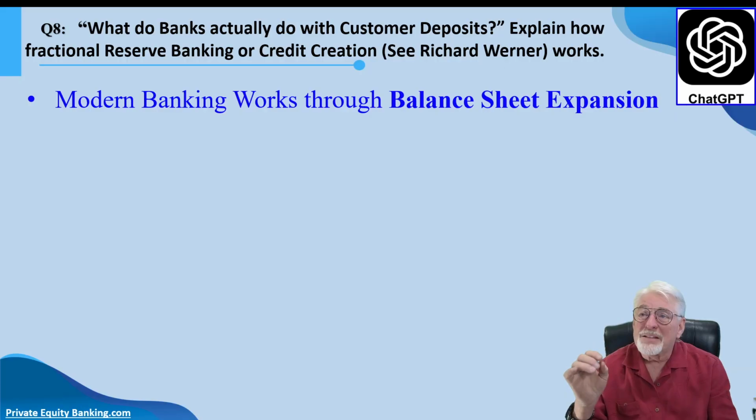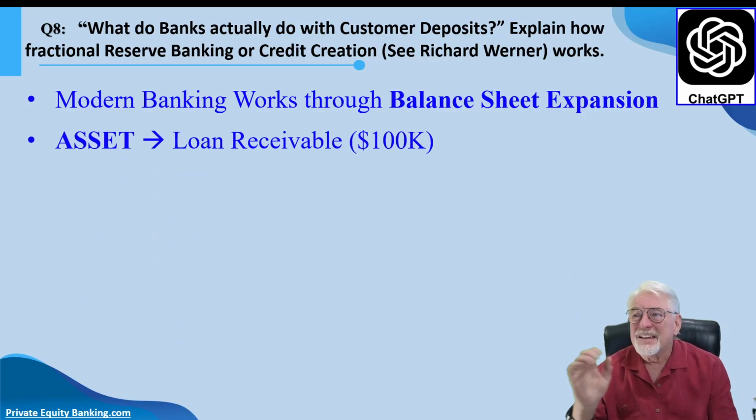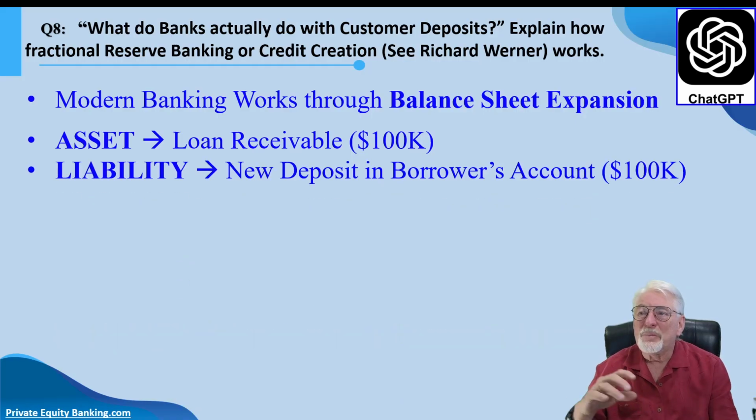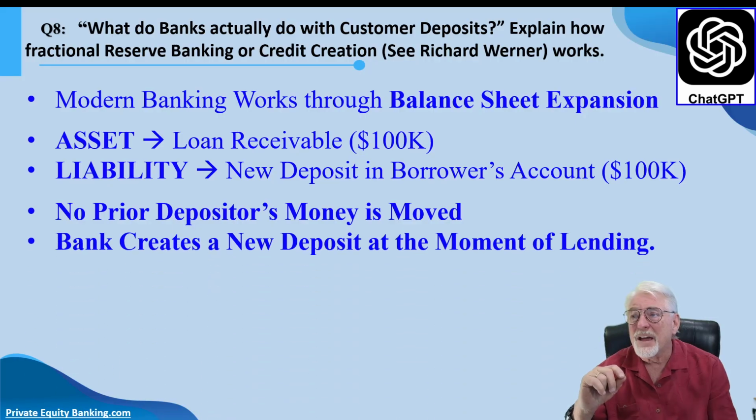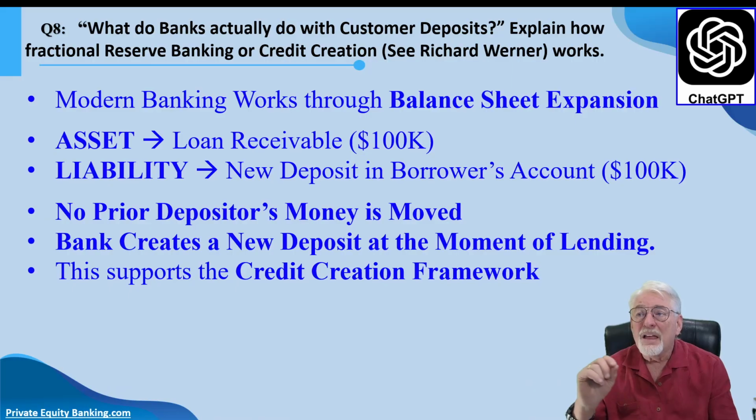Modern banking works through balance sheet expansion. There's a euphemism for money creation out of nothing: expansion. Asset equals loan receivable of $100,000. Liability, new deposit in borrower's account, another $100,000. Those are the two entries that get created when somebody borrows money. And your liability doesn't change at all. That's what we were saying earlier. No prior depositor's money is moved. That's what we were saying also. So ChatGPT is also telling us the same thing that Claude was telling us, okay? The bank creates a new deposit at the moment of lending. This supports the credit creation framework.